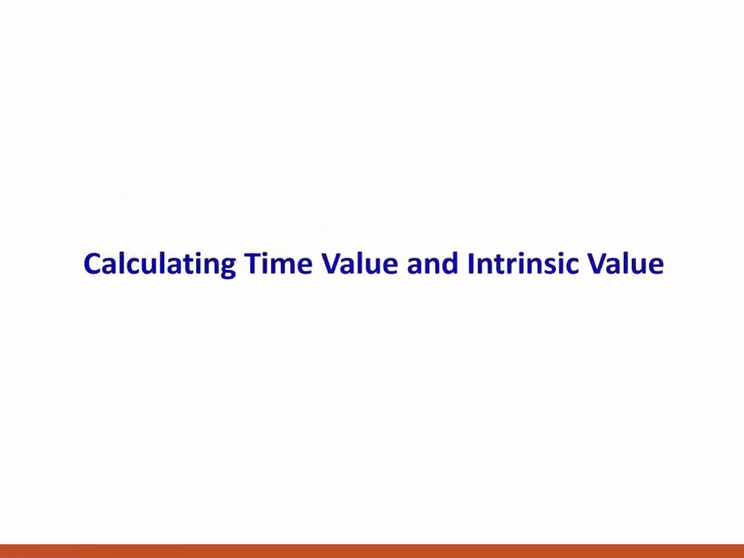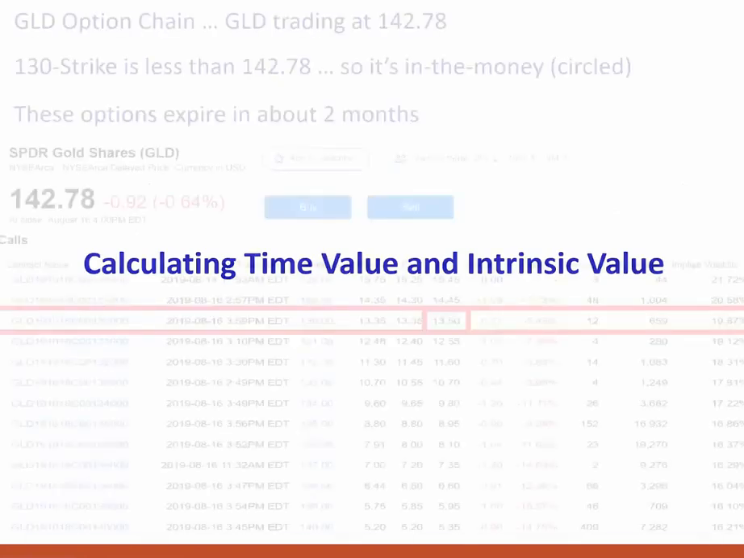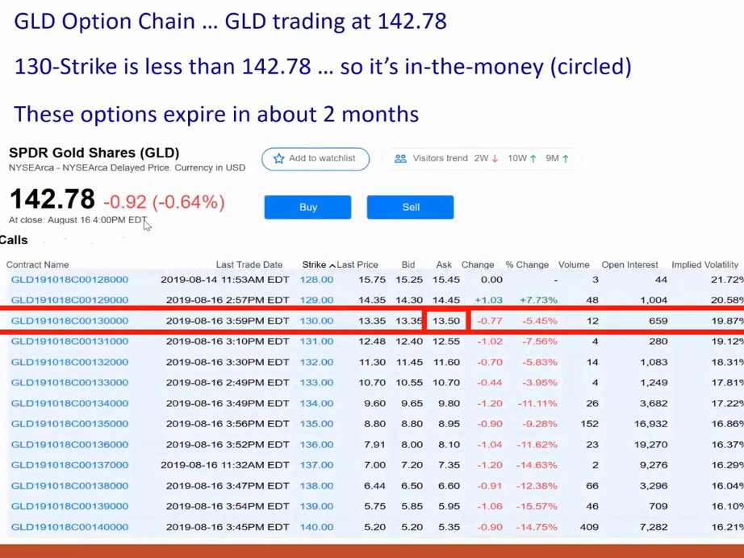So let's look at calculating the time value and intrinsic value. Here's a snapshot of the GLD option chain. At the time, GLD was trading at 142.78. Let's look at the GLD 130 strike call, which I have highlighted right here. The 130 strike is less than the current ETF price, so this is an in-the-money option, and these options expire in about 2 months.